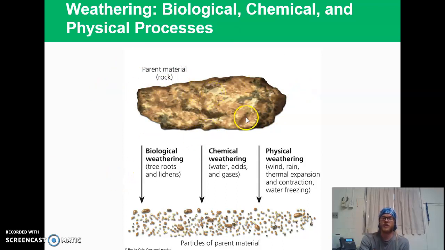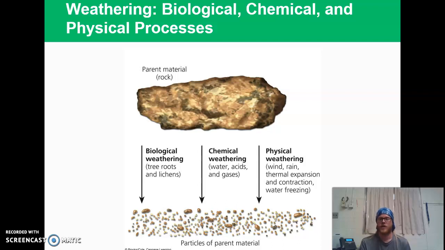Certain physical processes such as wind, rain, going from hot to cold, causing it to expand and shrink, water landing on it and freezing and then melting, just little things that would cause a rock to break. We also would have chemical weathering, right? We talked about chemical reactions, and we're going to be doing some chemical reactions as well.